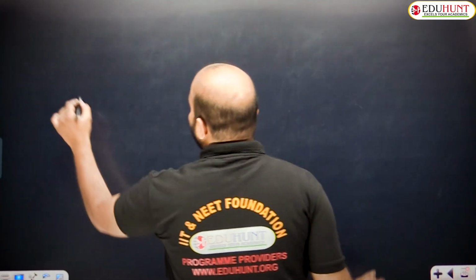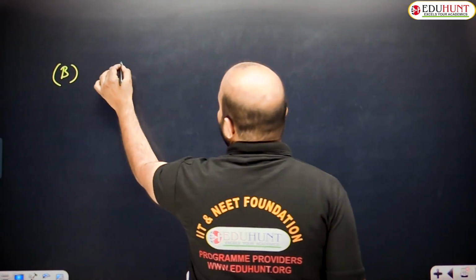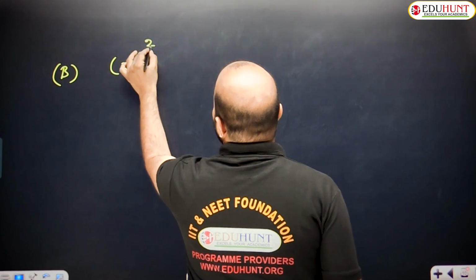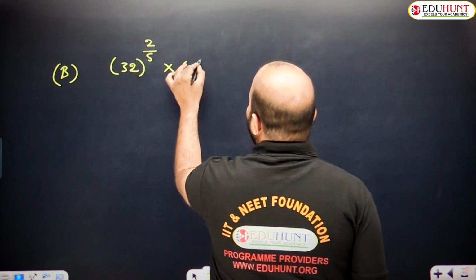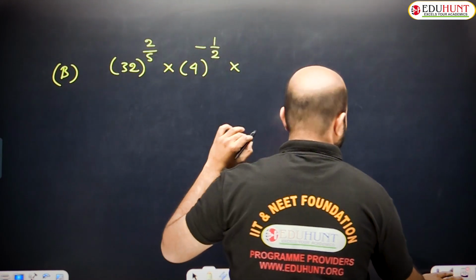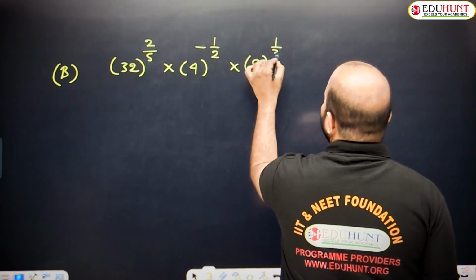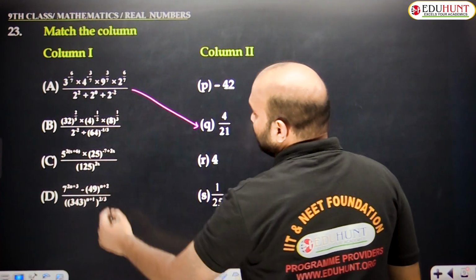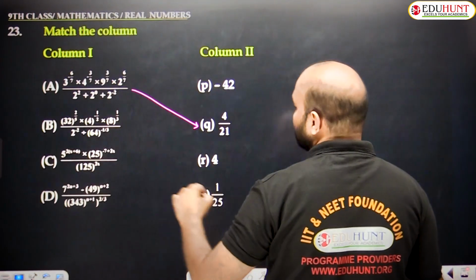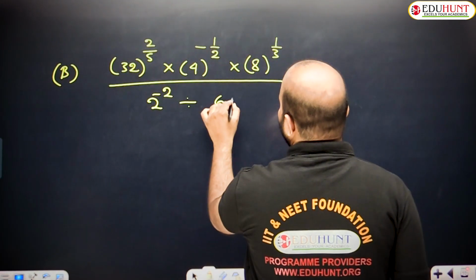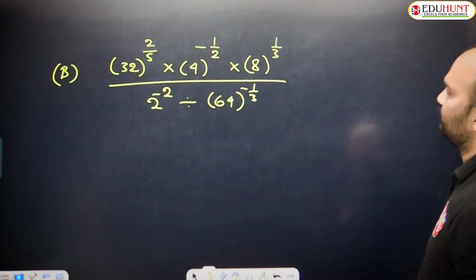So column B, what I am given: 32 whole power 2 by 5, into 4 power minus 1 by 2, into 8 power 1 by 3, whole by 2 power minus 2, divided by 64 whole power minus 1 by 3. So clearly we need to identify that.